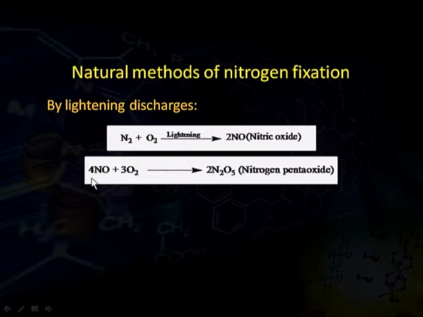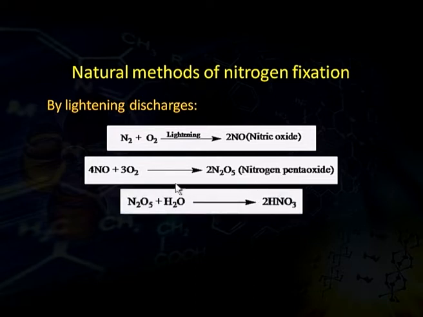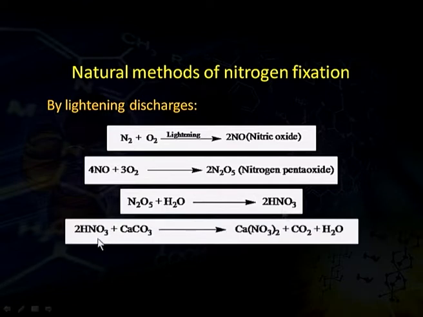This nitric oxide further combines with more oxygen to form nitrogen pentaoxide, that is N2O5. Now, this nitrogen pentaoxide combines with water to form nitric acid, that is HNO3. This HNO3 mixes with rain and comes down to the soil and forms calcium nitrate or other forms, and this nitrate is used by the plants.